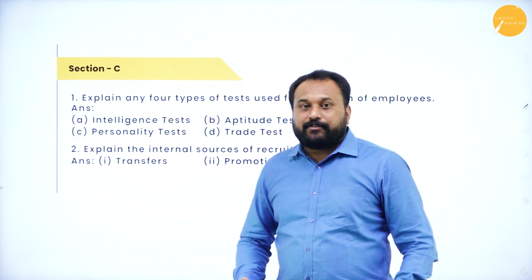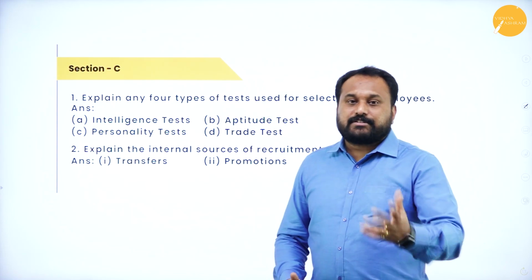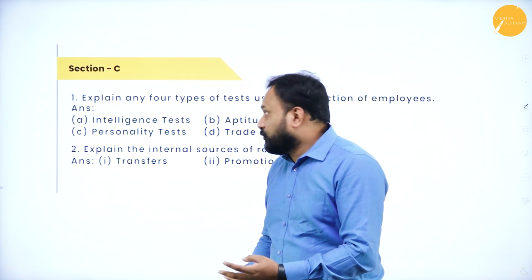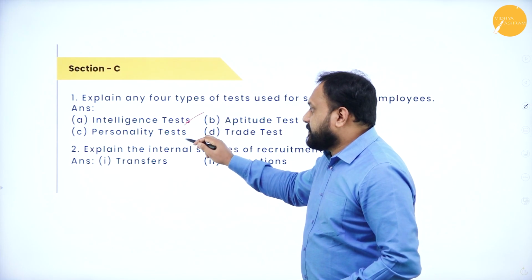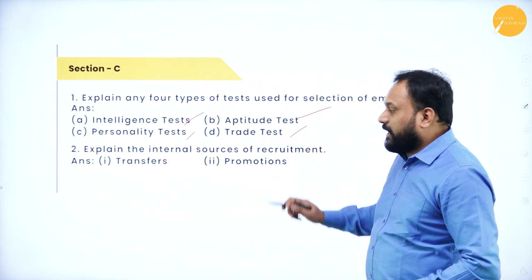Section C is all about 4-mark questions. I told you, don't restrict yourself to 4 points only. Explain any 4 types of tests used. Now you can write intelligence, personality, aptitude, trait.